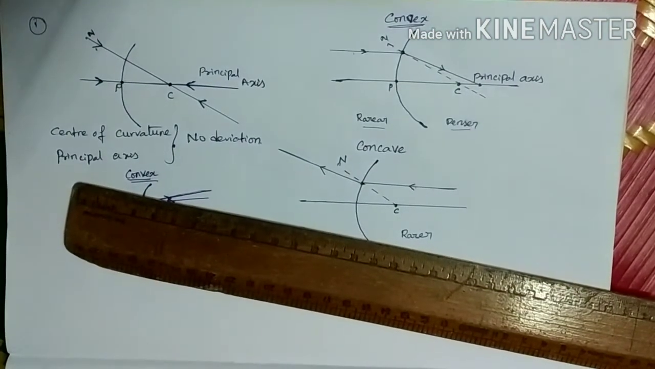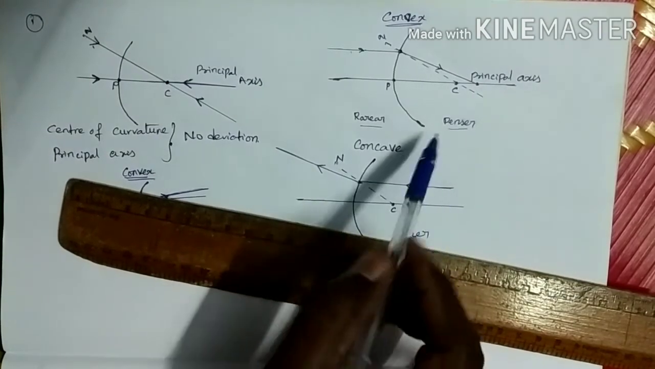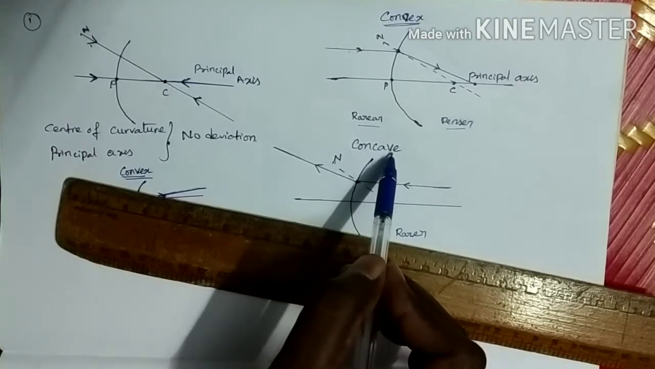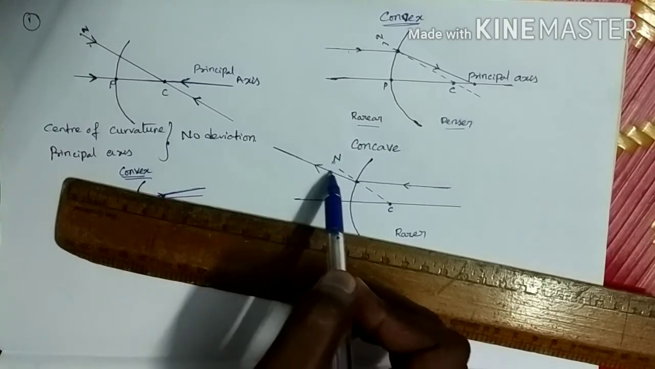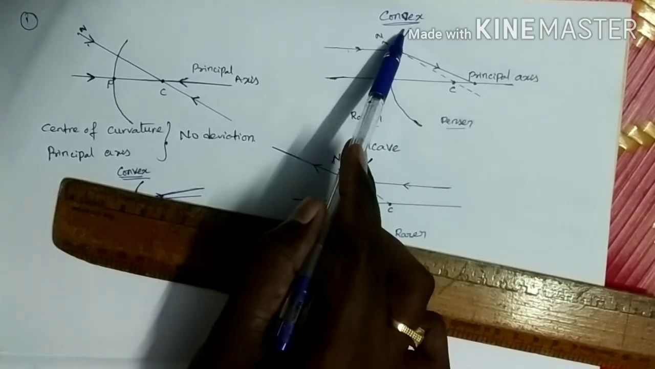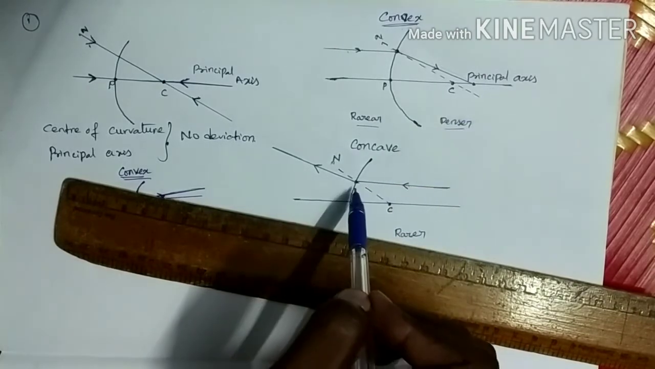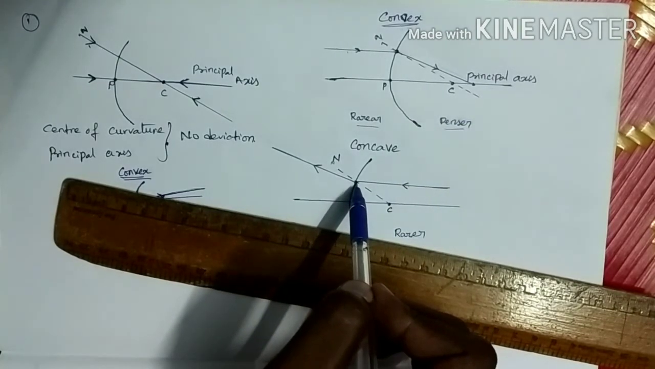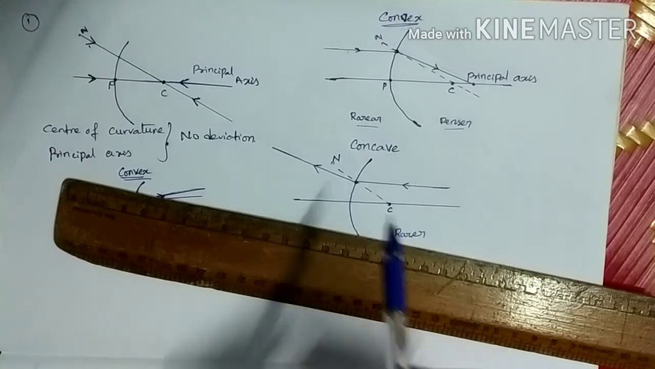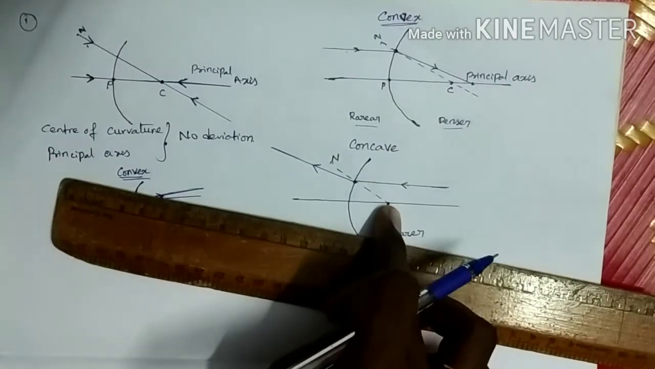You can observe here carefully. When the light ray travels from rarer medium to the denser medium in the concave curved surface, what happened? The refracted ray does not touch the principal axis. In the convex curved surface, we can observe the refracted ray touches the principal axis, and in the concave curved surface, the refracted ray does not touch the principal axis. That is the difference you have to remember.